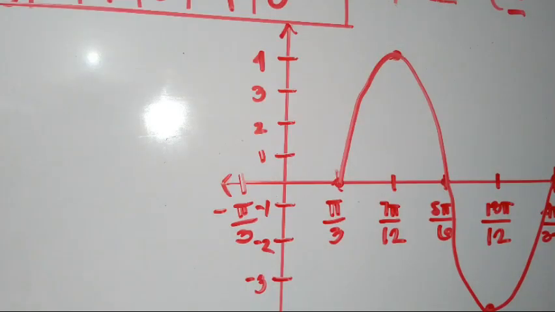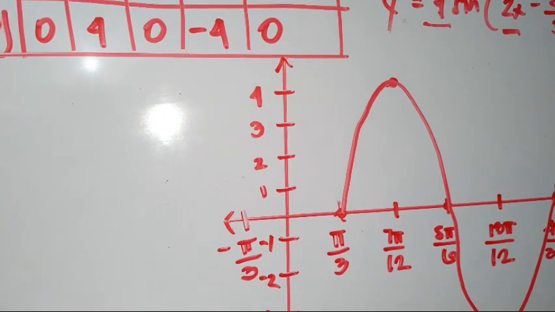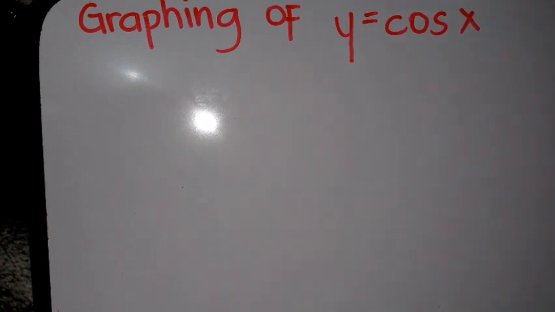Now the graph of our y equals 4 sine multiplied by 2x minus 2 pi over 3. Now we're finished in graphing the periodic function of sine, and we're now focused on graphing the periodic function of cosine. So we have here now y equals cosine x.